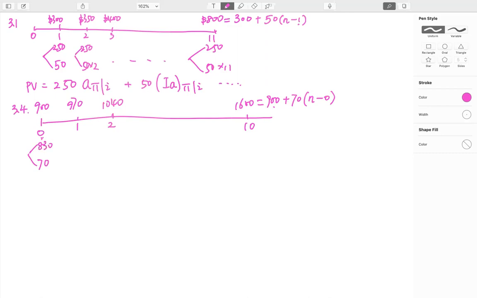Here it's 830. If you do the subtraction, it will give you 140. 140 is 70 times 2.